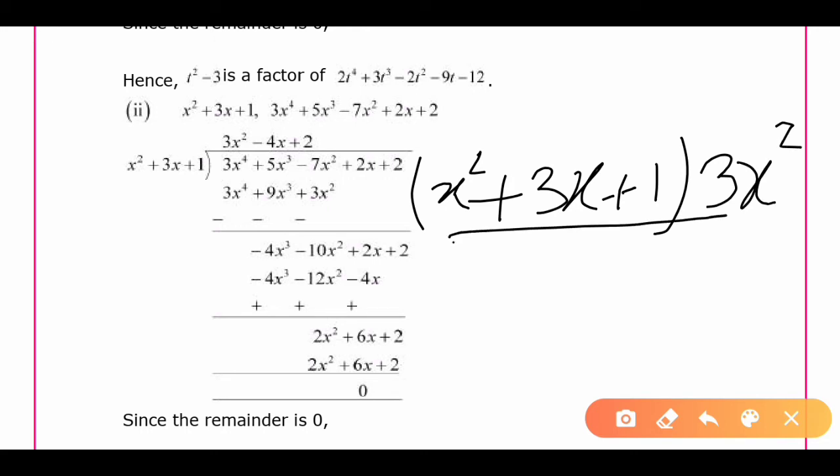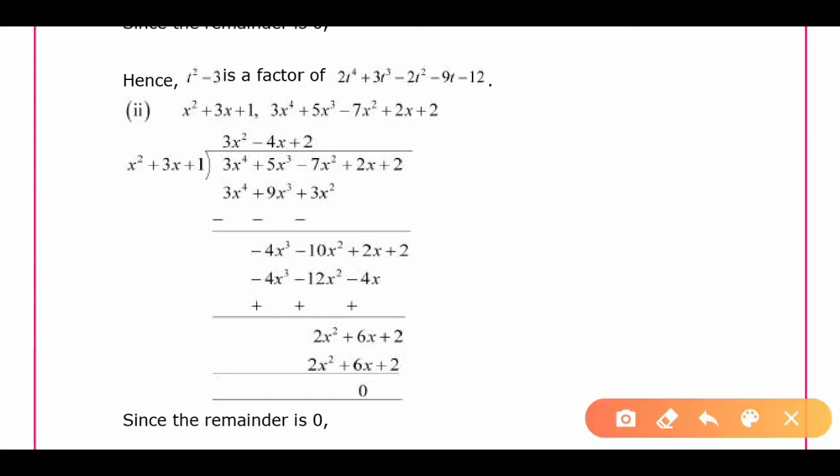So after multiplying we will get this quantity: 3x raised to power 4 plus 9x cube plus 3x square. Clear? All the values have positive signs, so we'll replace them by negatives. You can see here. Now after replacing the signs, we'll perform simple addition. This one will be cancelled out. Here 9x cube is negative, so minus 9 plus 5 will be equal to minus 4. So this one will be minus 4x cube.